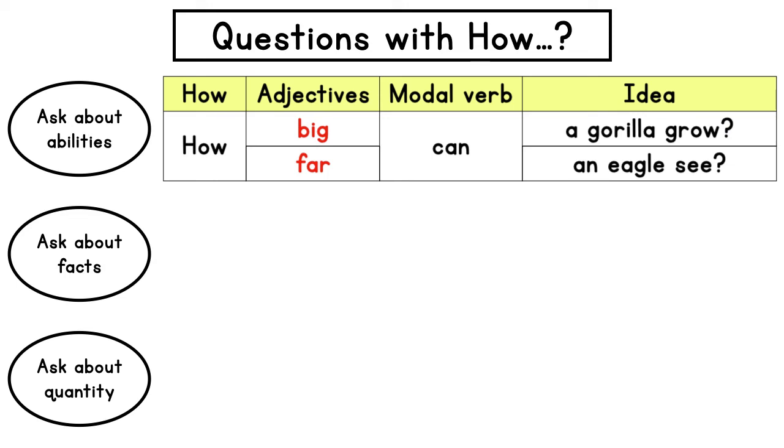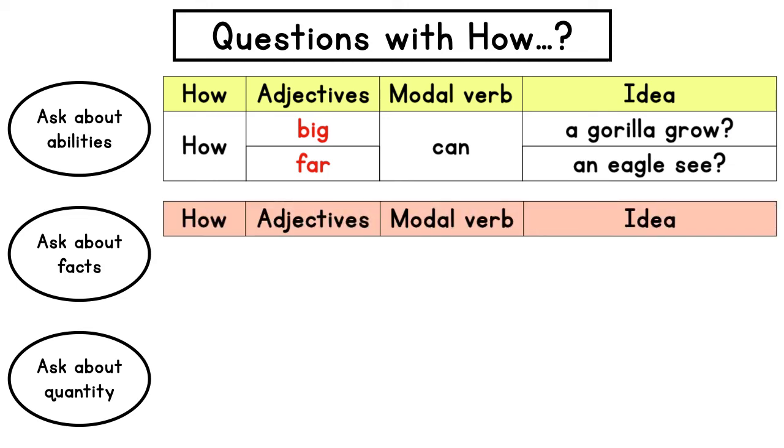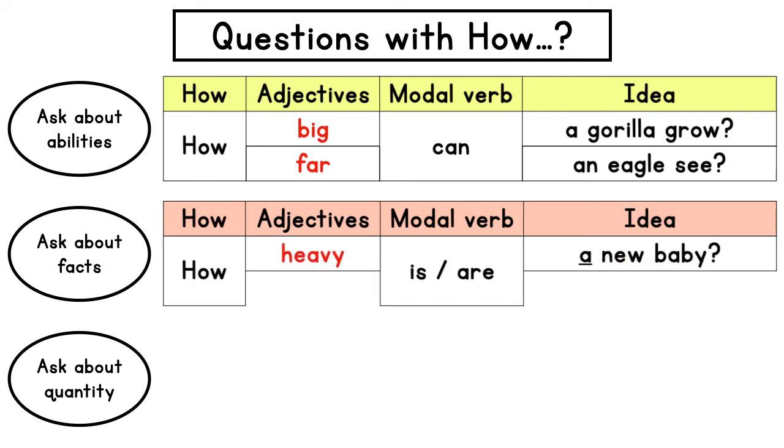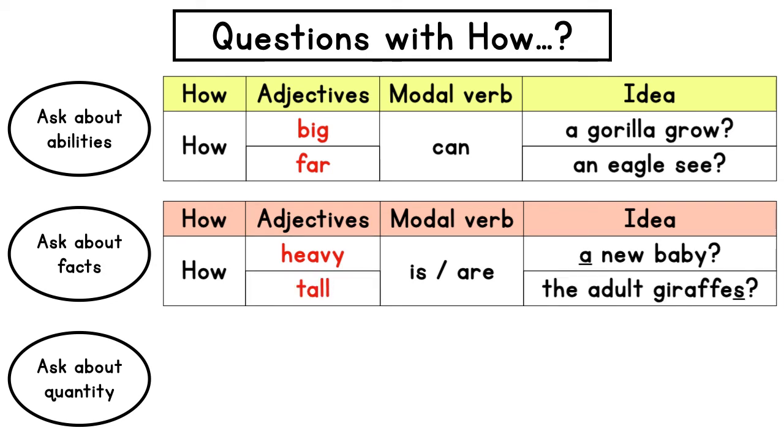How about asking about facts? It's the same structure. How heavy is a new baby? We use is. Next example: how tall are the adult giraffes? Since giraffes is in plural, we use the modal verb are. Sebab giraffe ni lebih dari satu sebab ada s. Jadi kita perlu guna are. Yang pertama satu, jadi kita perlu guna is.